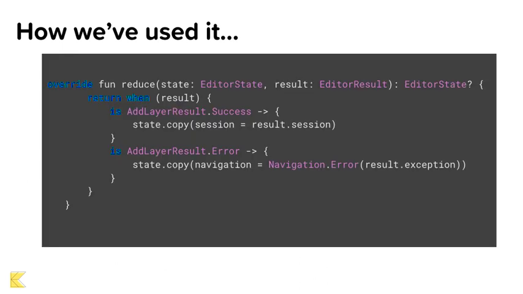This is a reduce function, which you'll probably know a bit more about if you do MVI, but don't worry too much about that. Basically you can see the when statement that we've used here is saying when on the result object, which is the editor result, a sealed class, we then do, basically this is a switch case in Java, so when just goes through all the different options, and we say, okay, when it is a success result, copy a certain session. When it is an error, copy the error over to the state of the class.